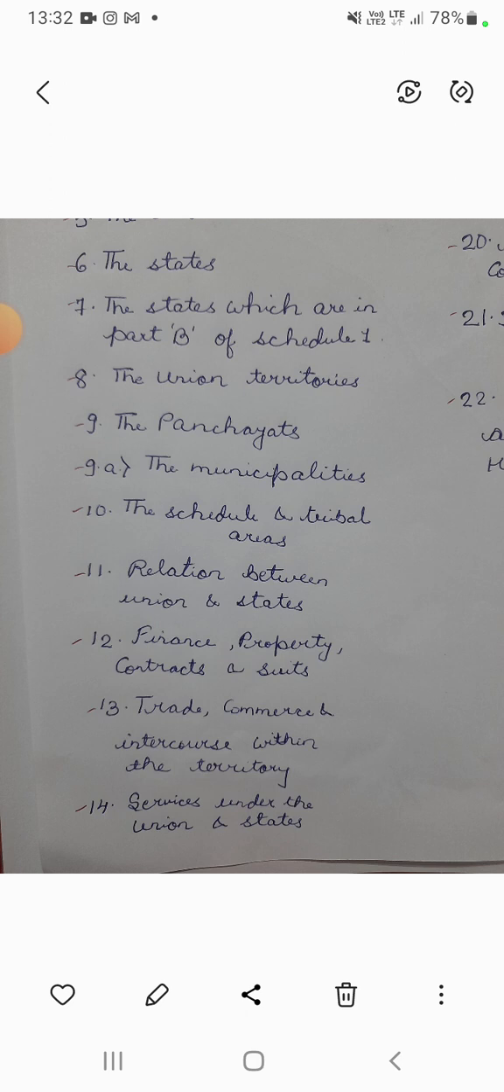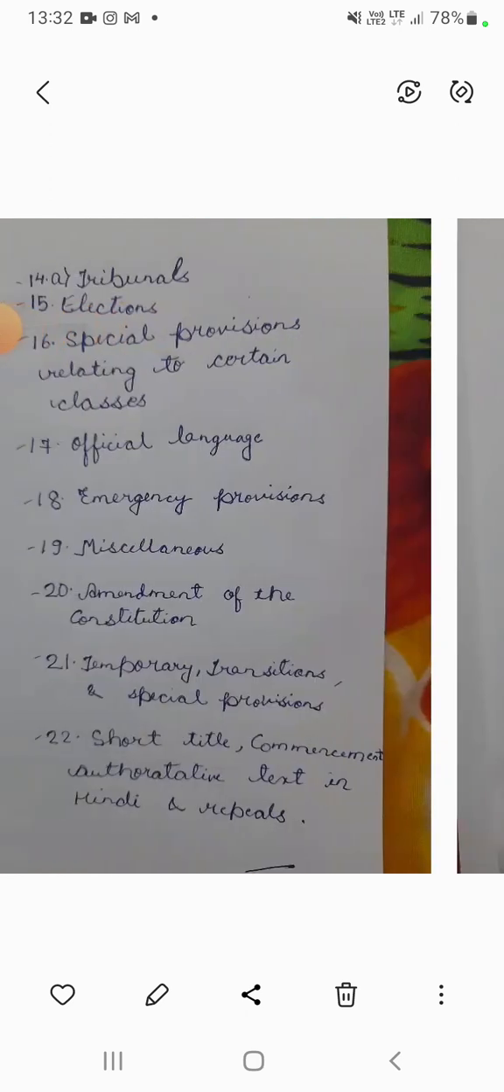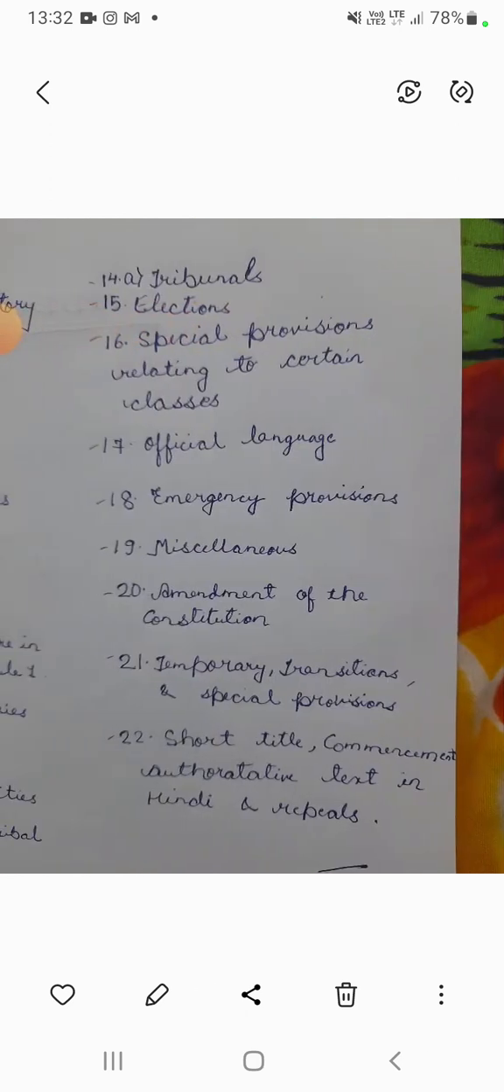Part 14 talks about the services under the union and states. When we talk about services, the IAS, the IPS, the IFS: Indian Administrative Services, Indian Police Services, Indian Foreign Services. These are the services under the country. Part 14A talks about tribunals. Part 15 talks about elections.